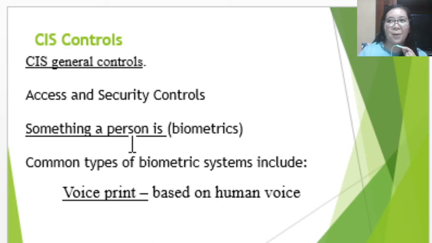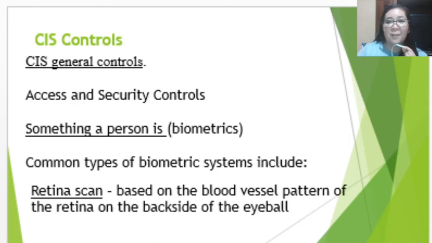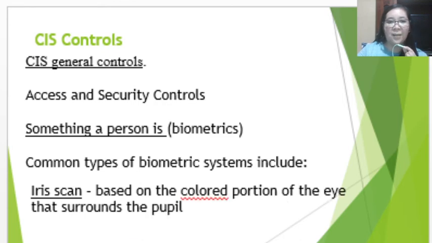The common types of biometric systems include voice print, which is based on the human voice. The security pass will only allow access if the voice of the person who is authorized is the one speaking. Another is retina scan, which is based on the blood vessel pattern of the retina on the backside of the eyeball. Another is iris scan, which is based on the colored portion of the eye that surrounds the pupil.